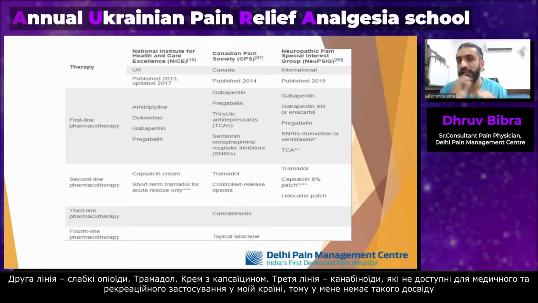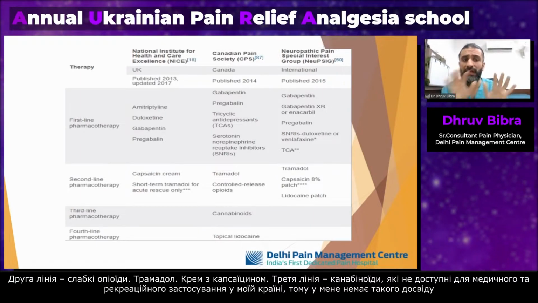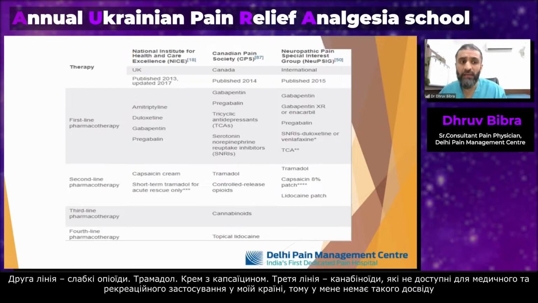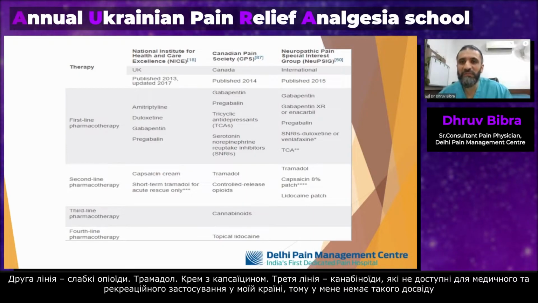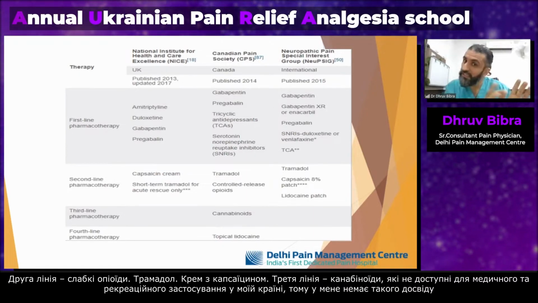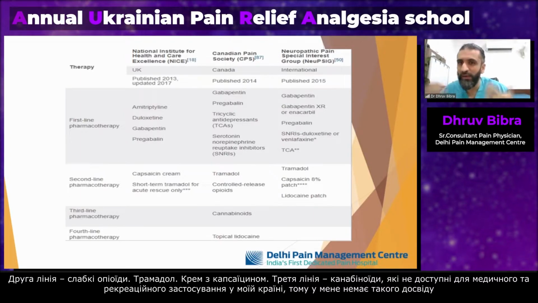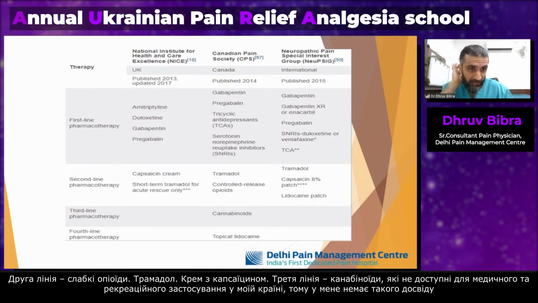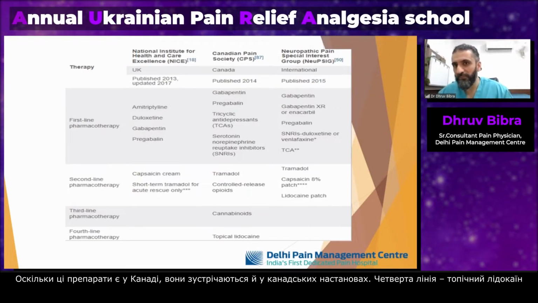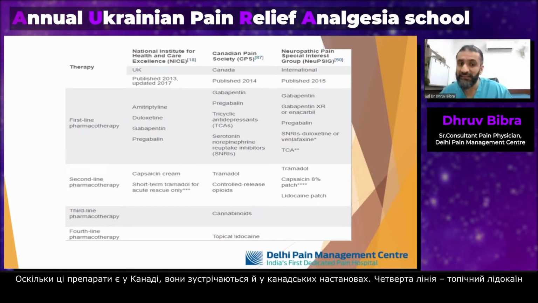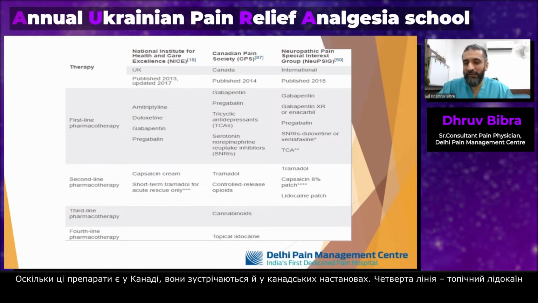What they talk about is tramadol. Tapentadol is still not there. We talk about tramadol, and then we have the capsaicin cream. Third line, interestingly, is cannabinoids. Cannabinoids are still not available, not for recreational or medical use, in our country. So it's still coming up, and we have no experience, but yes, it is a third line drug. Because it is available in Canada, it is present in their guidelines. And then you have the fourth line, which is nothing but topical lidocaine.